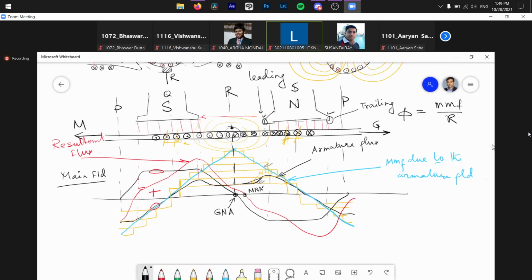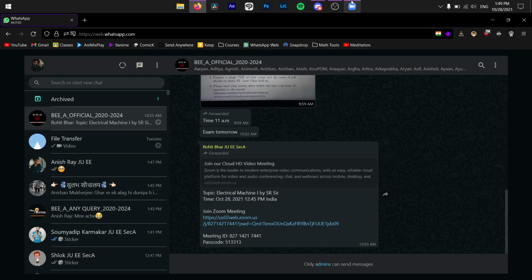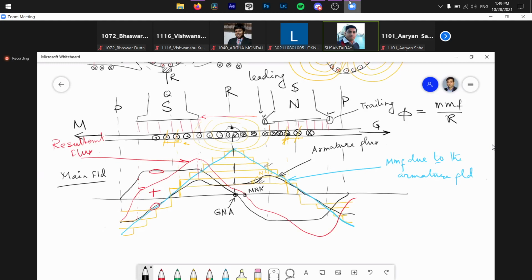Another observation, that the magnetic flux now becomes distorted totally. It is no longer symmetrical. Okay, it is distorted, and it becomes very high at some point. Which point? That means this point. It becomes very high.